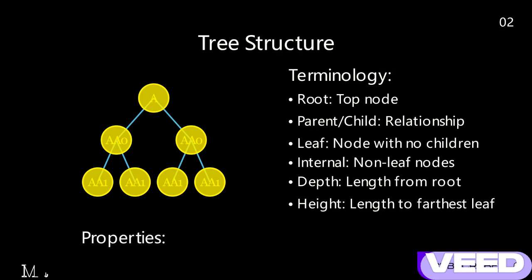Some important properties of binary trees include the relationship between level and maximum number of nodes. At level L, the maximum number of nodes is 2^L. Also, the minimum height of a binary tree with n nodes is approximately log base 2 of n.